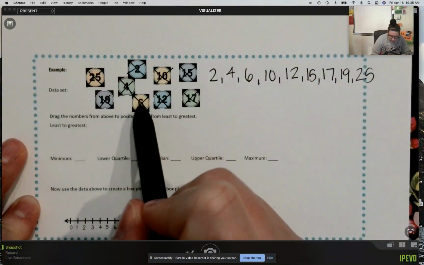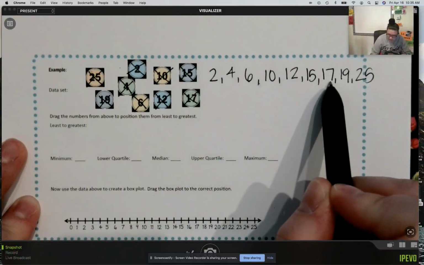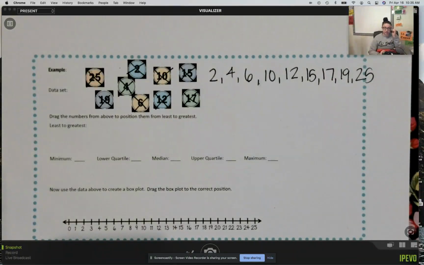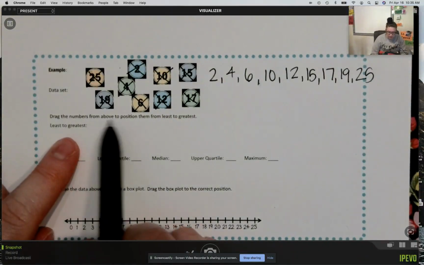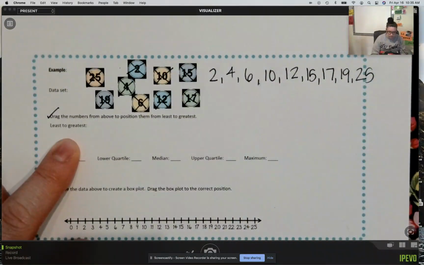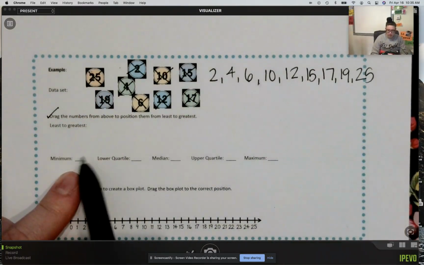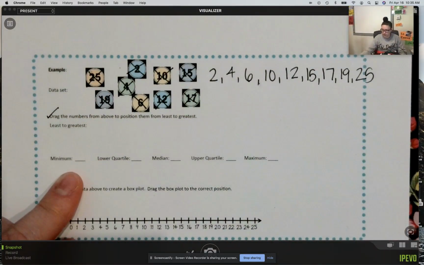Always double check. 1, 2, 3, 4, 5, 6, 7, 8, 9. Okay. So I've put my numbers in order from least to greatest. I'll put them up there. So now I can go through and pull out my information that I need.